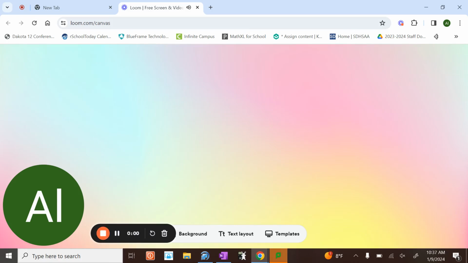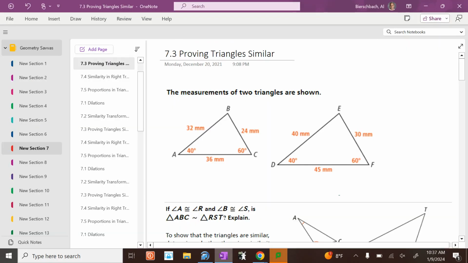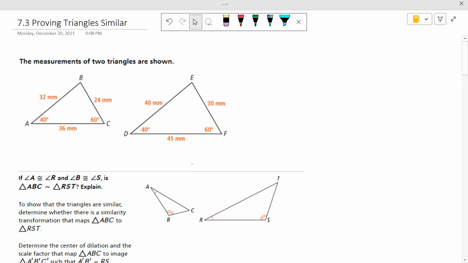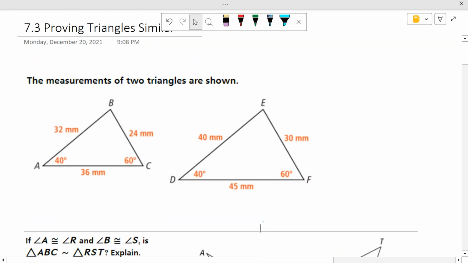All right. So today we're going to look at how to prove two triangles similar to each other. Okay? Looking at this, we have a 32, a 24, and 36, and then we have a 40, 30, 45. We have a 40 here and a 60 here, a 40 here and a 60 here. Are these two triangles similar to each other?